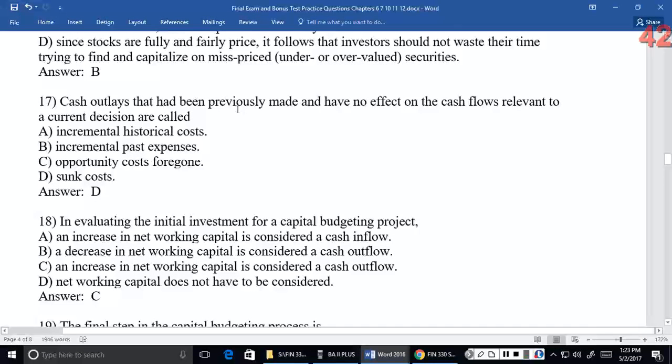Cash outlays that have previously been made and have no effect on the cash flows relevant to a current decision are called D, sunk cost. Remember, opportunity costs are included in your decision. Sunk costs are not included in your decision.